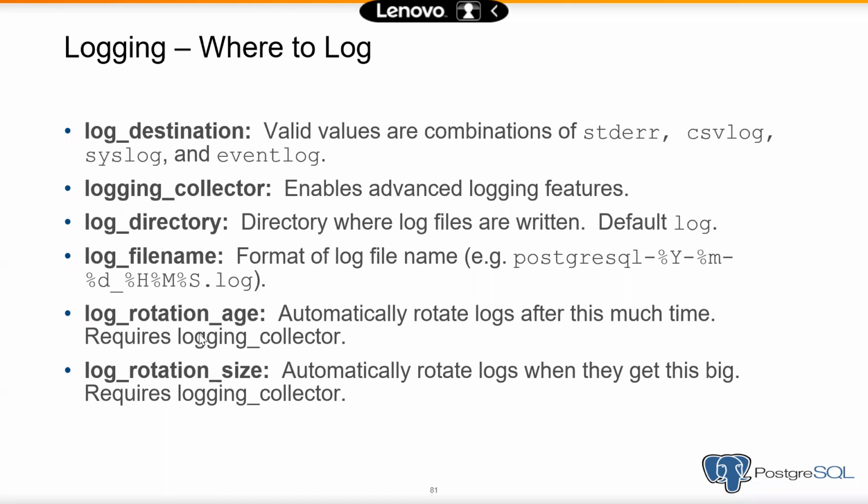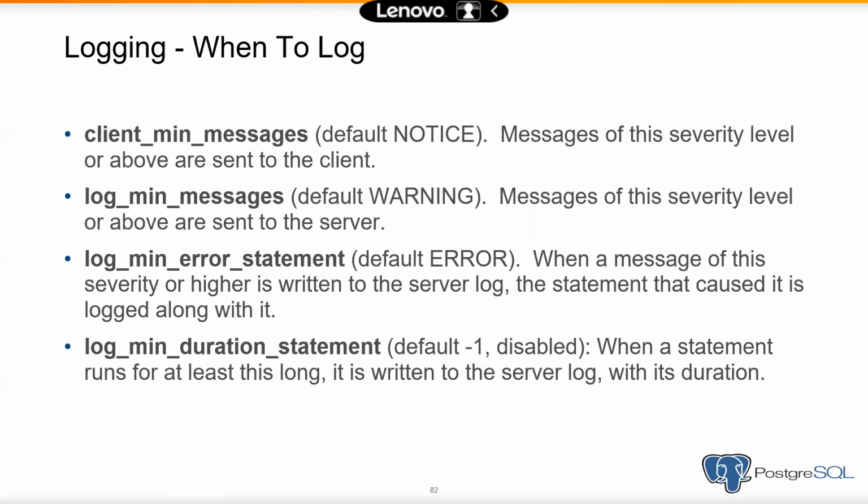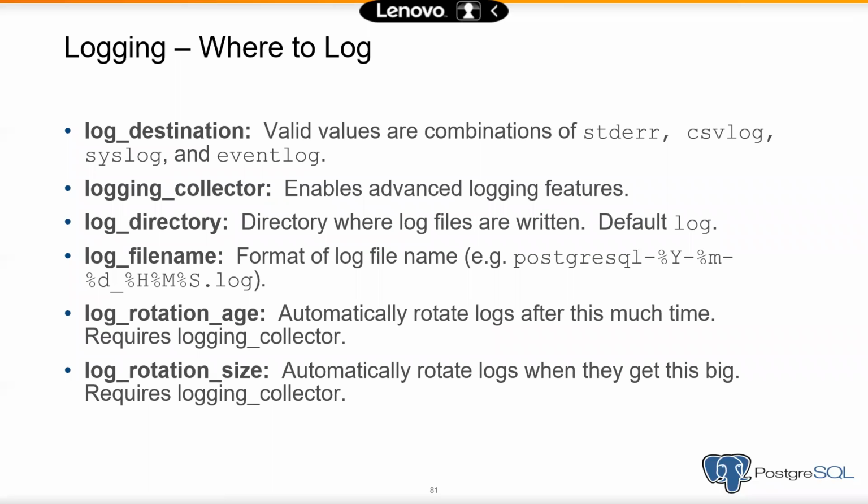rotation age. It says what is the duration of this log? It is going to generate on a daily basis. Rotation size is by default 0. It can be up to 10 MB or 20 MB. That is where to log.